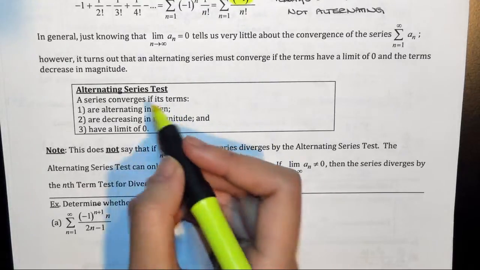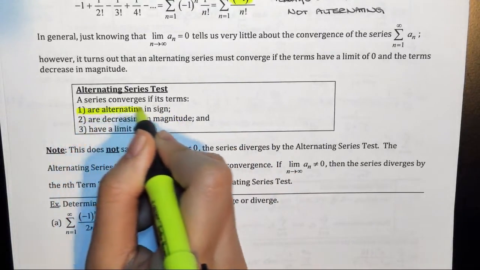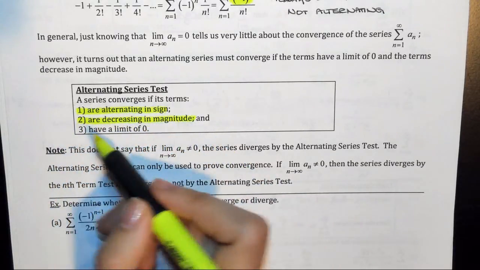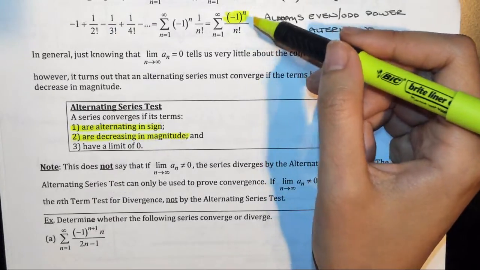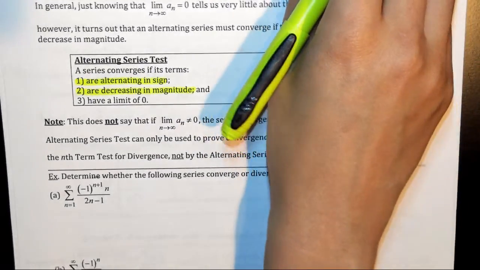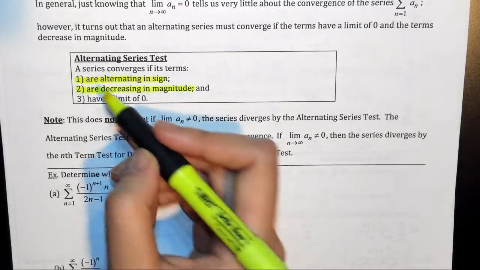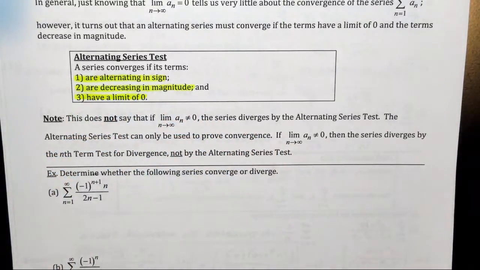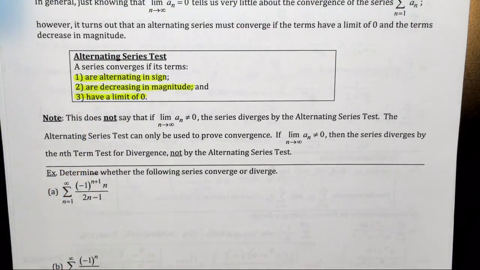So alternating series test says that a series will converge if they are alternating in sign, are getting smaller in magnitude. They say magnitude is because when it's alternating in sign, it doesn't really matter what the sign is. It's just the size of the term. And the limit equals 0. So if you prove those three things, then you can say that it converges by the alternating series test.